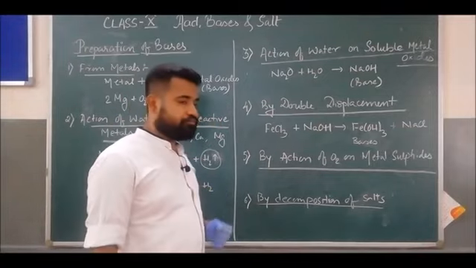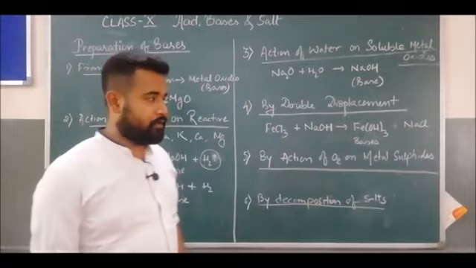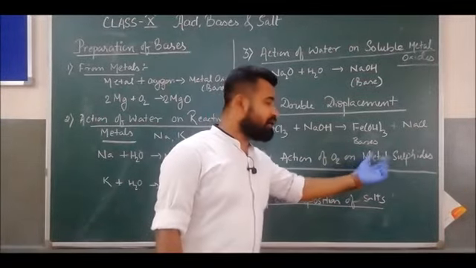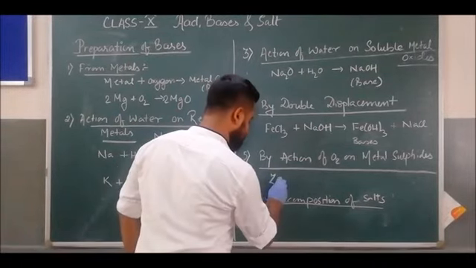Now the fifth method is by action of oxygen on metal sulfide. We know that a metal sulfide, for example ZnS, zinc sulfide.